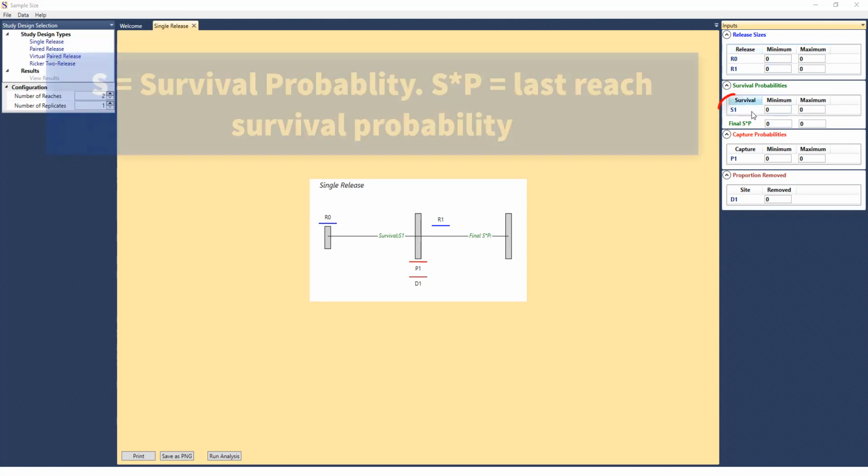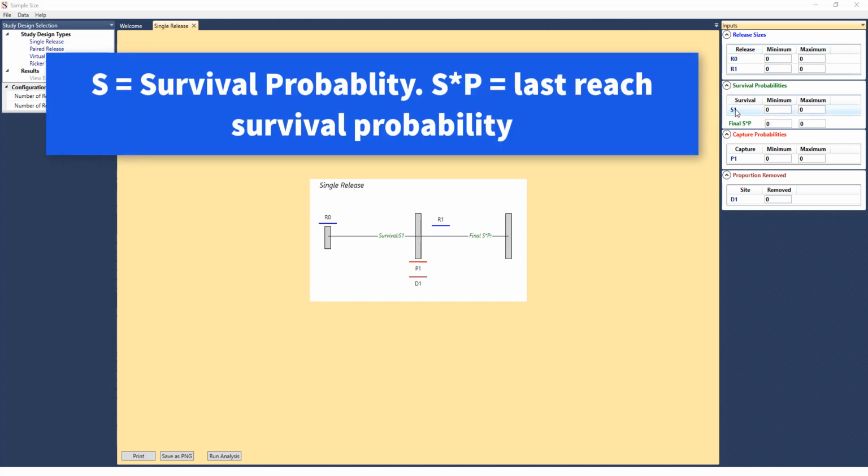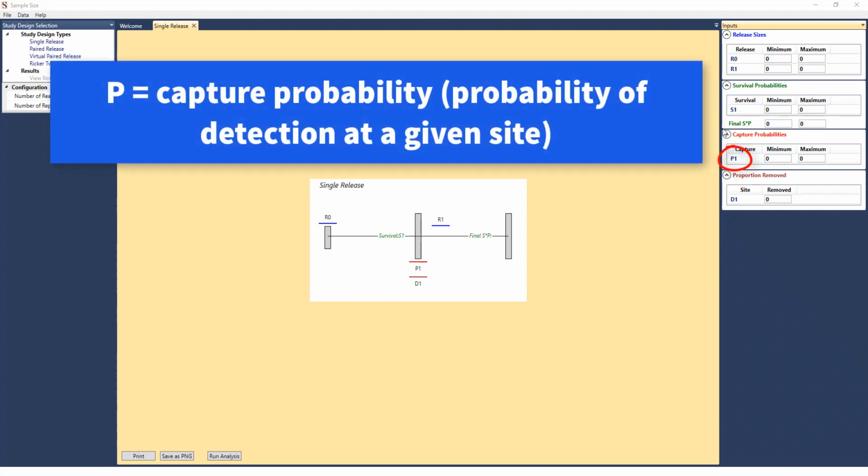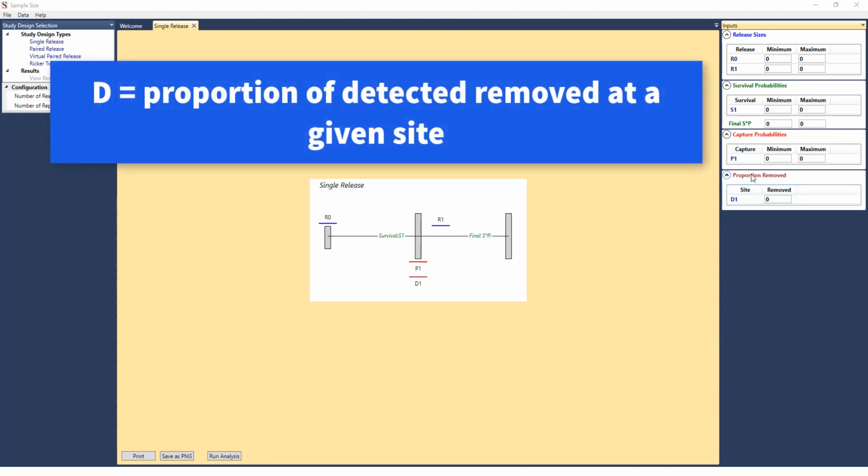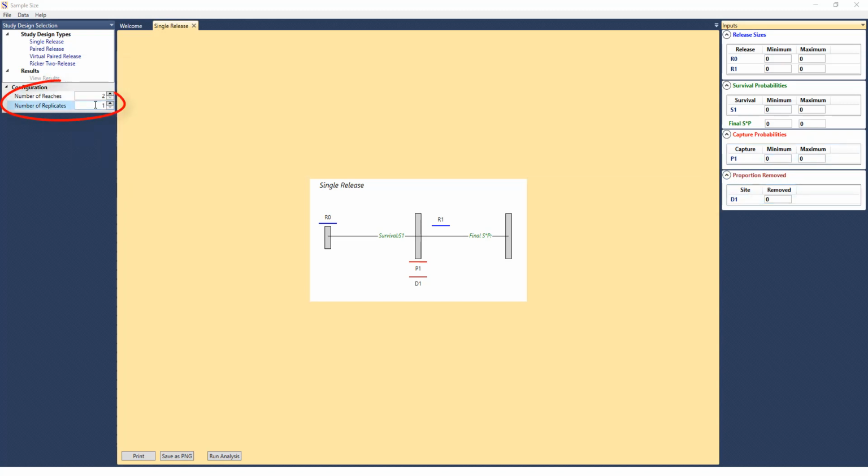If you go down to S, this is survival probability. This is the probability of survival from site to site. The last reach's survival probability is always represented as final S times P in this program. P here is the capture probability. It's the probability of detection at a given site. And D here is the proportion of detected removed from a given site. Here you can see the number of reaches involved is 2, and the number of replicates. Replicates default as one replicate study, but I'll talk about the usefulness of further replicates in future videos.